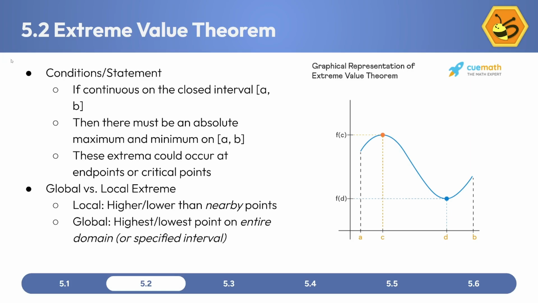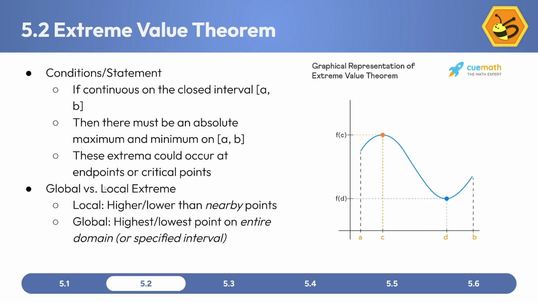Okay, so let's get back on track with the extreme value theorem. So first of all, what are our conditions for extreme value theorem? So we just have one condition this time. If it's continuous on the closed interval a to b, then what does the extreme value theorem guarantee? Then it guarantees there must be an absolute maximum and absolute minimum on a to b. And so these maximum and minimums could occur at our endpoints or critical points. And I believe on the next slide I'll elaborate a bit more on what these terms mean.